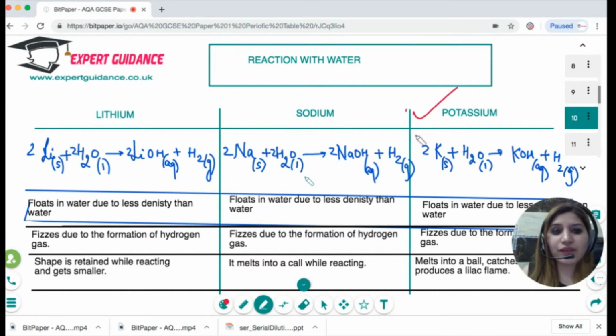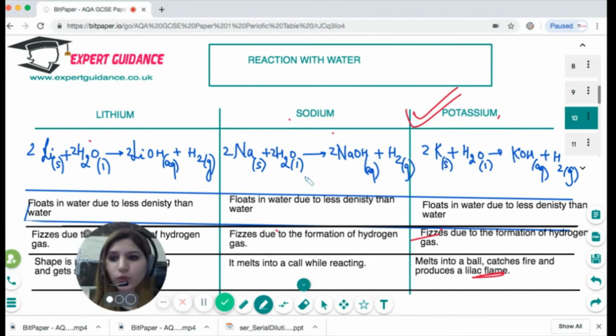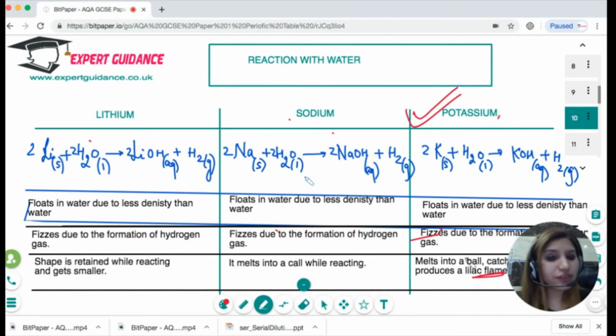Now as you know, the reactivity with water will increase down the group. So when you have the reaction with potassium, we will see that there's a very violent fizzing, and the potassium will quickly melt into a ball and catch fire and produce a lilac flame. Whereas sodium will react a little bit less violently, and all of them, lithium, sodium, potassium, as I told you, alkali metals have low density. We'll see all three floating on water, and all of the three will be fizzing because hydrogen is being released.